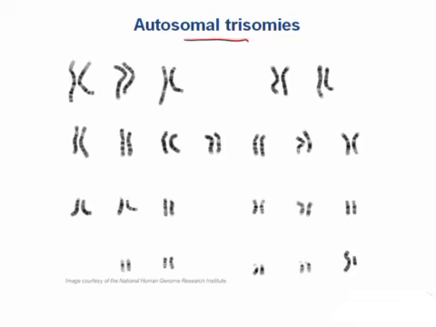By the way, do you think this is a male or a female karyotype? This is from a male, which you can tell because the bottom right corner here has the sex chromosomes, and one is shorter than the other because it's the Y chromosome. So how does a trisomy happen?